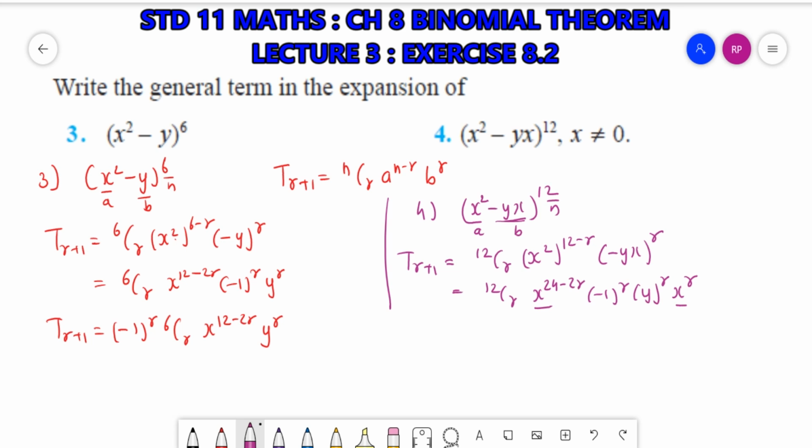So now x has the same base. So T_{r+1} will be equal to first (minus 1) raised to r, we write it down first, into 12 C_r, x raised to 24 minus 2r plus r, so 24 minus r, and y raised to r. Okay, so this was the general term for (x square minus yx) whole raised to 12. Yeah, so note down question number 3 and 4.